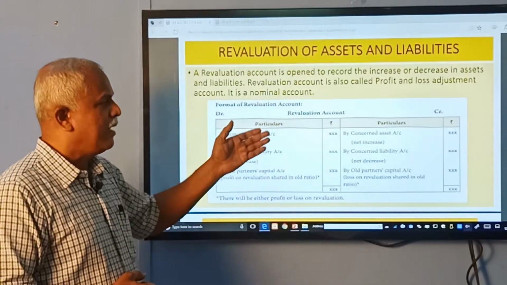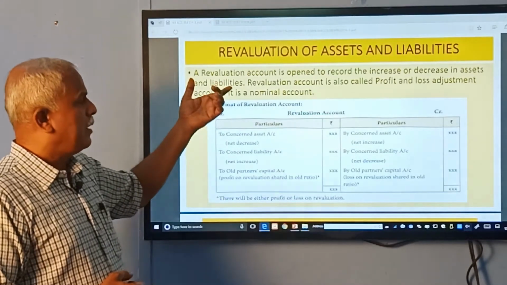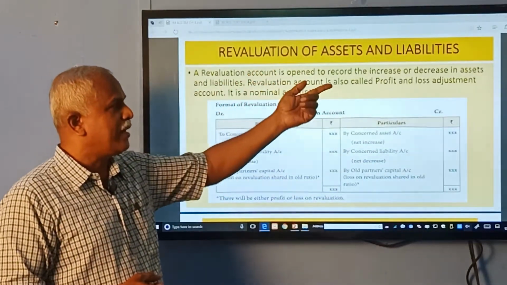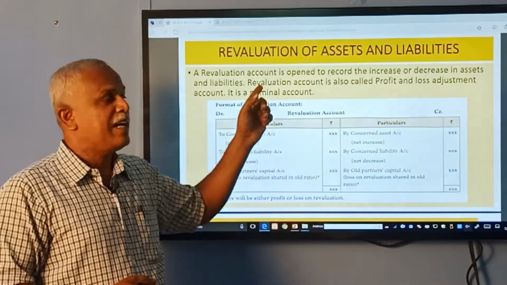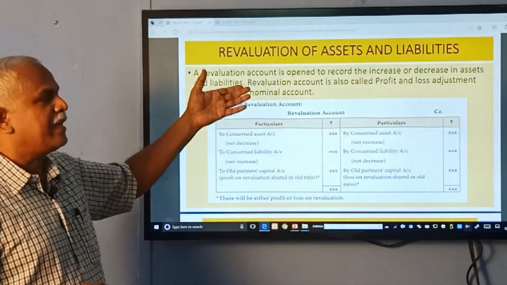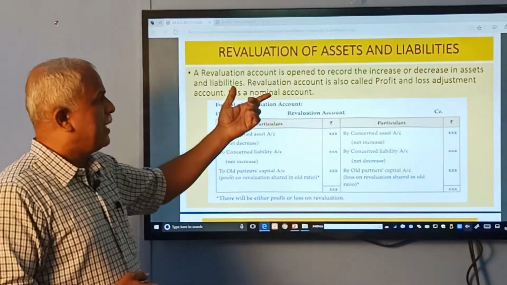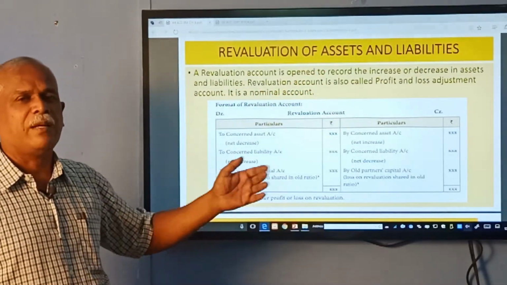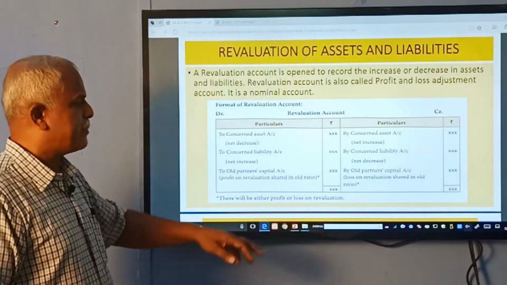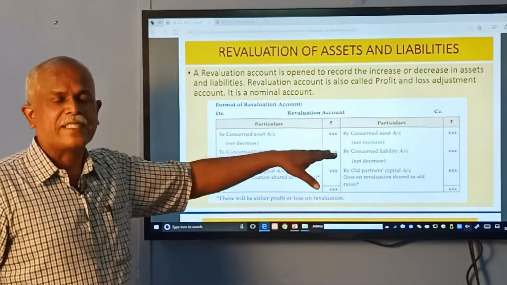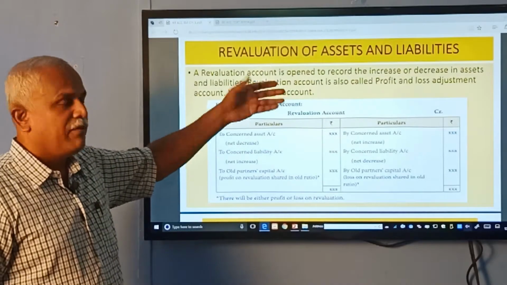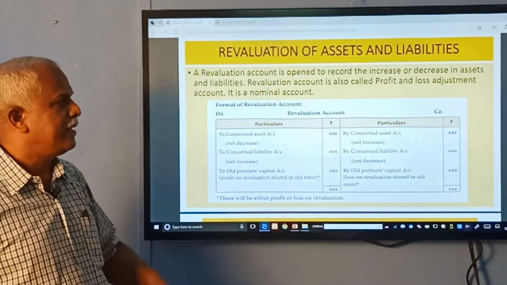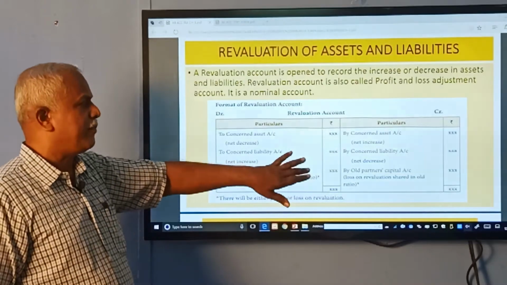So, this is the account, revaluation account. The revaluation account is opened to record increase or decrease in assets and liabilities. It is just a record. It is also called the profit and loss adjustment account. So, separate examples are given with quite a number of illustrations of how revaluation is treated in partnership accounting.